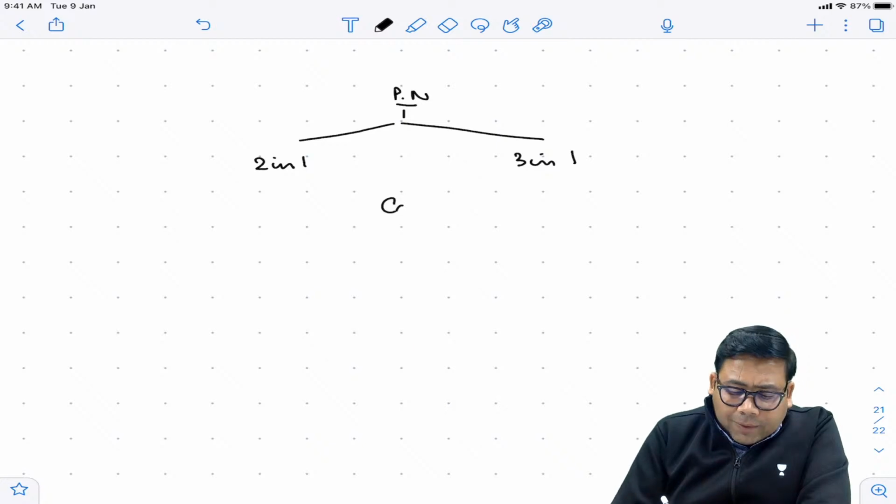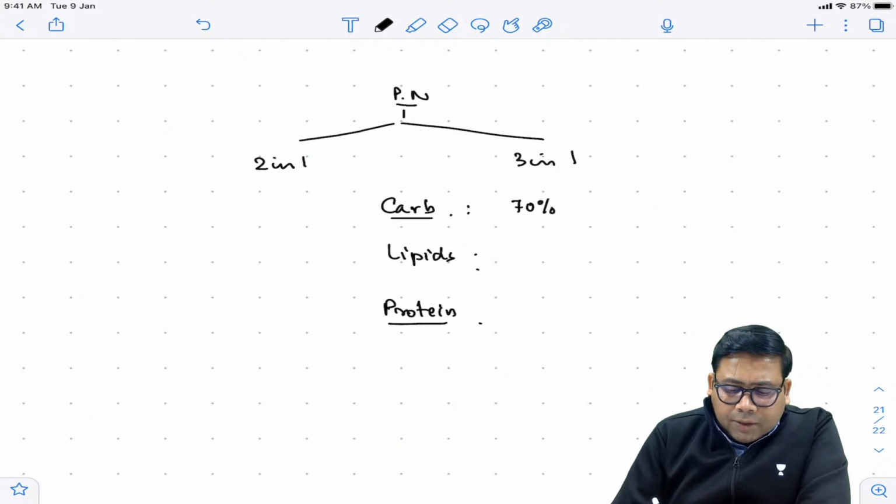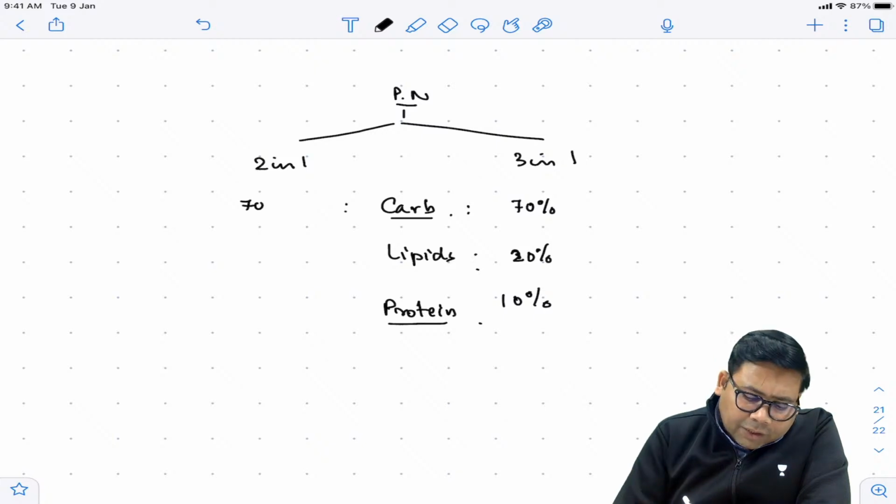So what are the basic elements? Carbs, lipids, and proteins. What is the basic ratio of distribution by percentage volume? 70%, 20%, and 10%. And when you talk about 2 in 1, it is 70 to 80% carbs.